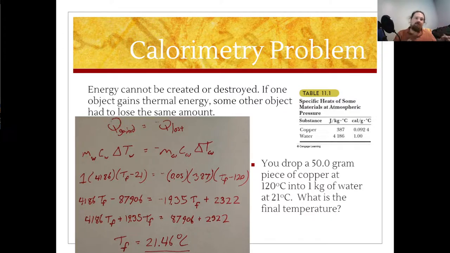A big mass of water acts as a really good heat sink, so it's able to absorb all that thermal energy from the copper while barely changing its temperature itself. That's why water is a good heat sink, and that's why it's good that the oceans are made out of water instead of any other material.